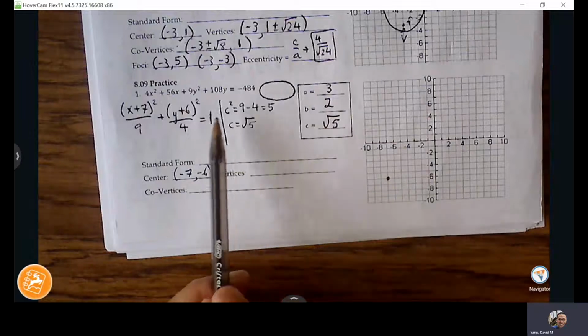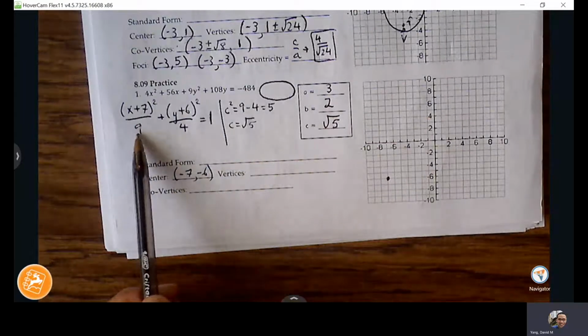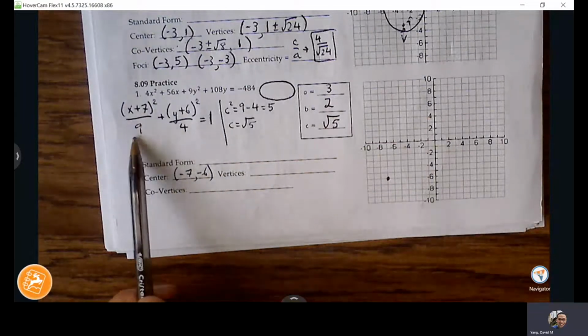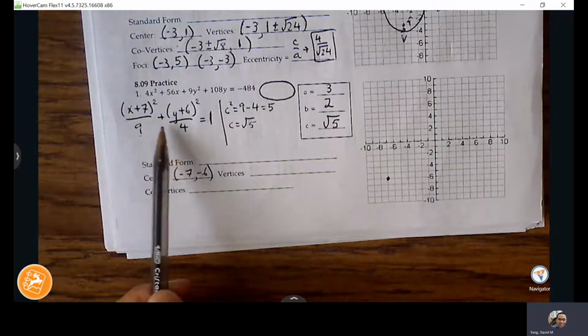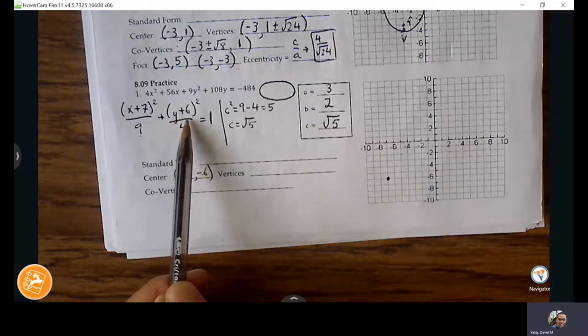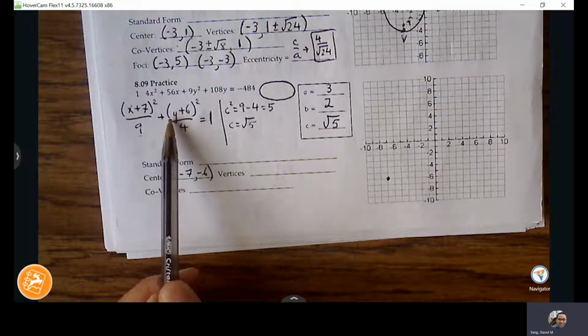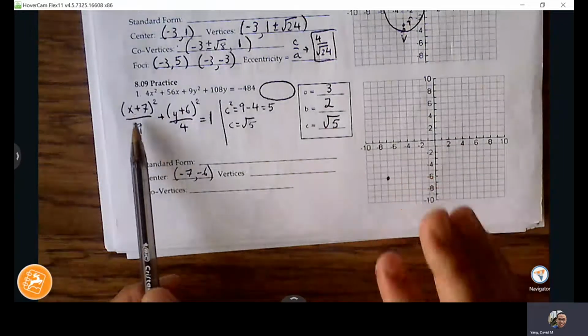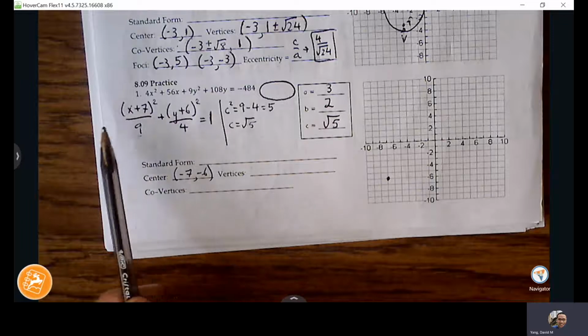Okay, so to get to your vertices, the larger value is under the x. You're going to go left and right 3 units to get to your vertex, and you go up and down 2 units to get to your co-vertices. Remember, the larger value will take you to your vertex.